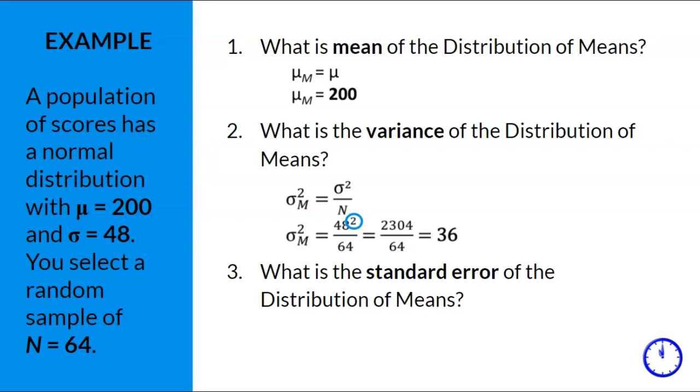Question 3 asks, what is the standard error of the distribution of means? Recall that this is the technical term for standard deviation of a distribution of means. Using the formula, standard error equals 6. For this formula, you are simply inserting the value of variance here from the previous equation into the formula. The most common mistake is that students see this square and think they have to square it, when all they really need to do is take this value here, put it into the formula, and square root it.